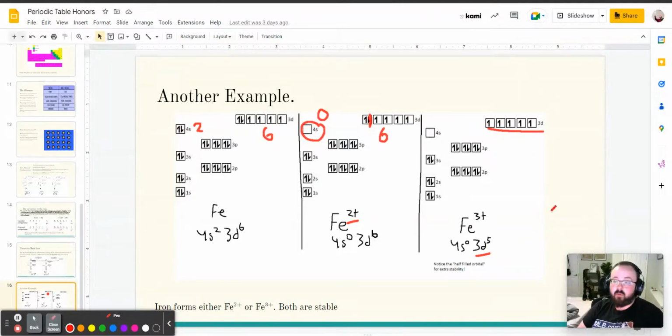Transition metals will only form cations. I will not ask you for anions. Anything that I ask you for an anion is not going to come from a transition metal. Just want to make that as clear as possible up front. When we are dealing with the transition metals, it is only going to be cations, only removing electrons. I will not give you an example of a transition metal where you have a negative charge.